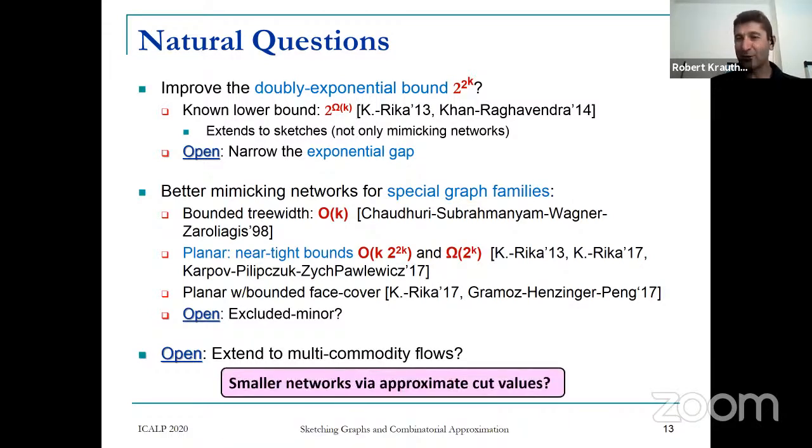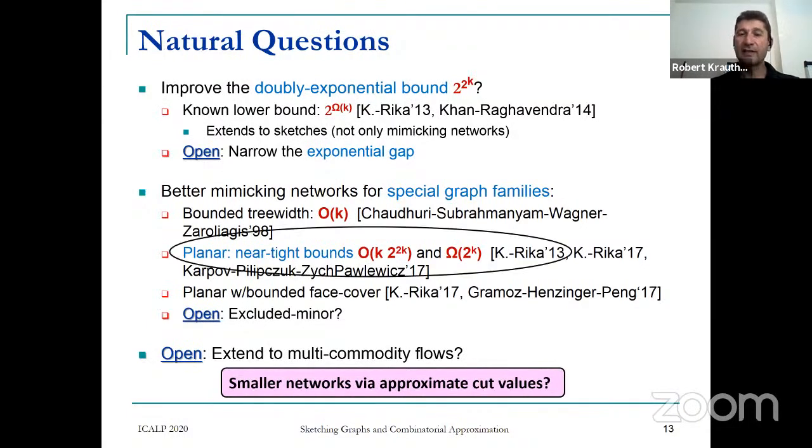And another question, which I think is really important and fascinating, is how can you get even smaller than, let's say, this doubly exponential, if I allow you a 1 plus epsilon approximation or order 1 approximation? So I want to get better at the cost of some approximation. I want to tell you a little bit about these directions.